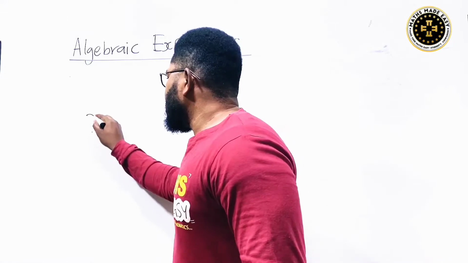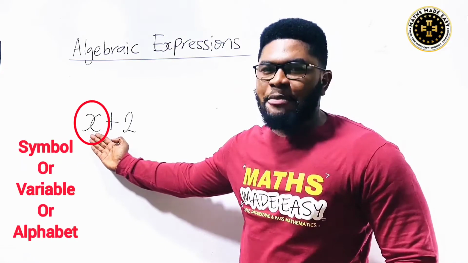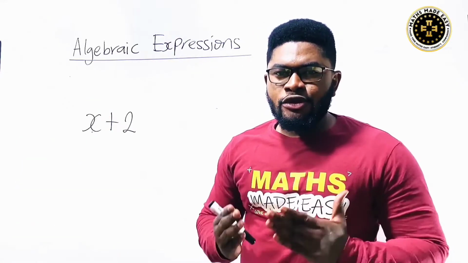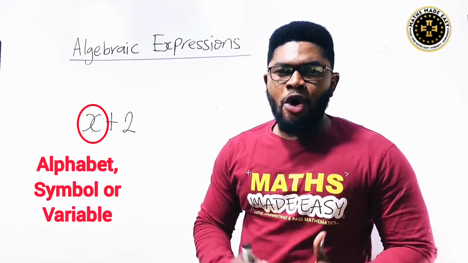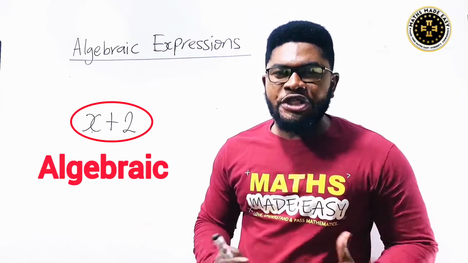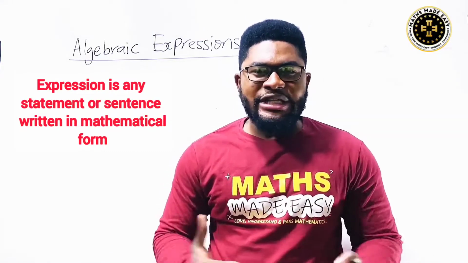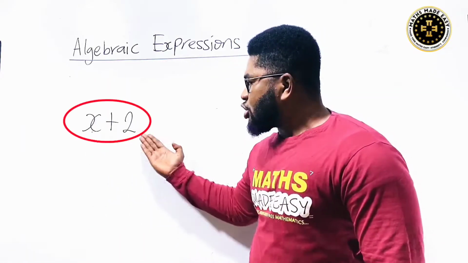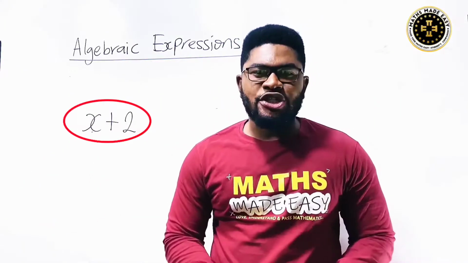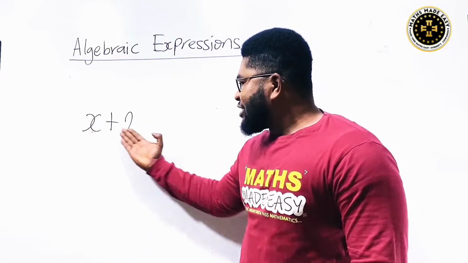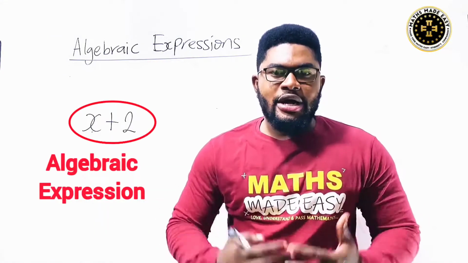For example, x plus 2. I can see a symbol or a variable or an alphabet called x. So since x plus 2 has an alphabet or a symbol or a variable, this is algebraic. Expression is any statement or any sentence written in mathematical form. x plus 2 is a mathematical statement that qualifies it as an expression. And since x plus 2 has a variable or a letter in it, it becomes an algebraic expression.